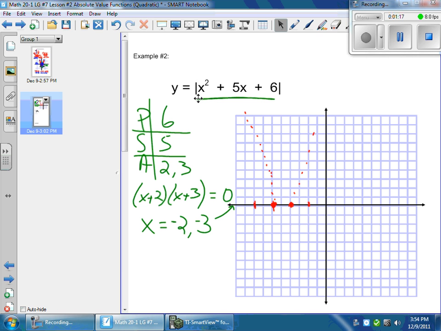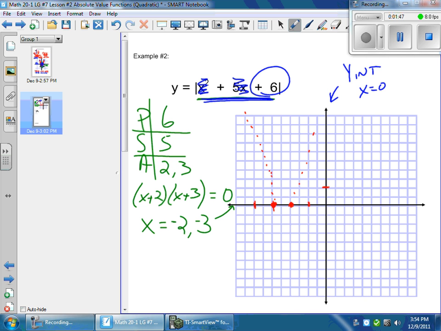I want to know, well, let's find out where it cuts this axis, which of course we know is the y-intercept. Y-intercept is when x equals 0. So this becomes no longer this ugly thing here. It actually becomes really easy to graph. We substitute in x equals 0, get rid of that because 0 squared is 0. 5 times 0 is gone, and look at that. There's our y-intercept.